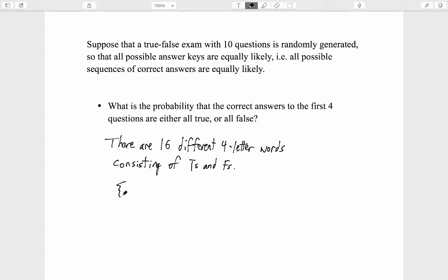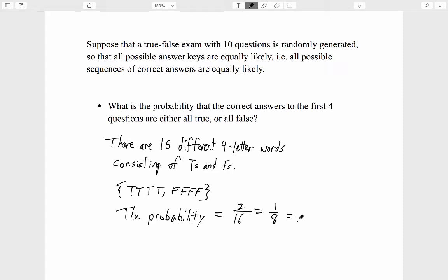questions. Of those 16 words, there are only 2 that count towards our event, namely true, true, true, true, and false, false, false, false. Therefore, the probability that we're looking for equals 2, these 2, out of 16, which again is 1/8 or 0.125. There is a 1/8 chance that just by chance, the first 4 correct answers on your true-false test really will be either all true or all false.